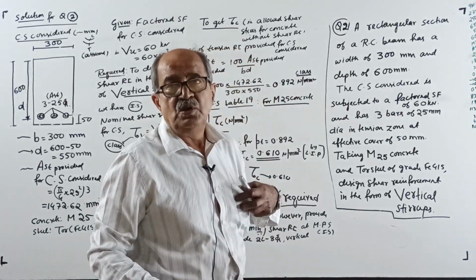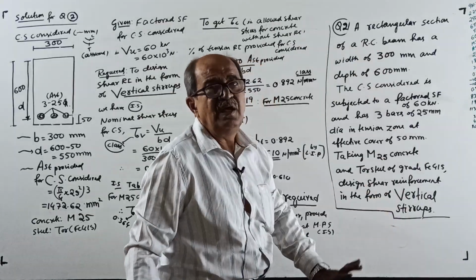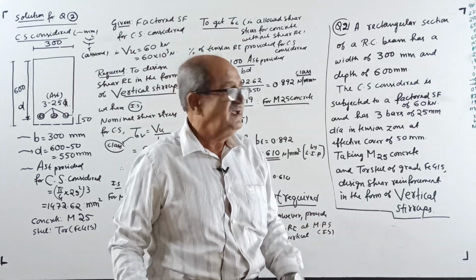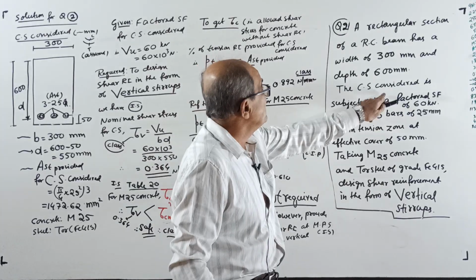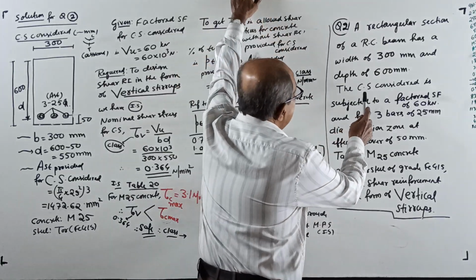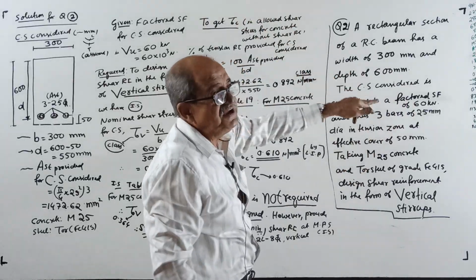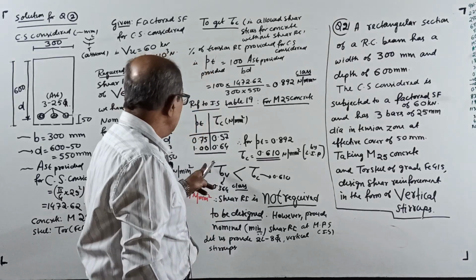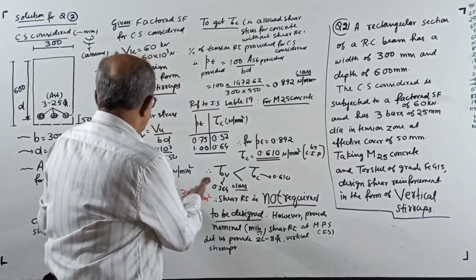Start now. Question 2. I wrote the question here. I changed the numericals, that's all. I don't have to read it once again, just a waste of energy. What I told last time, I changed the numbers, that's all. The statement all remains the same. But one change I made: the cross section considered is subjected to a factored shear force of 60. So this time they directly told factored shear force. Why? Multiplying by 1.5 is not needed, it's already given factored. This is only to save space here.